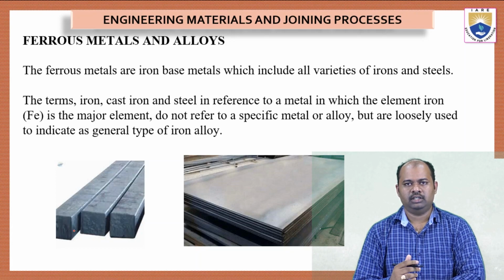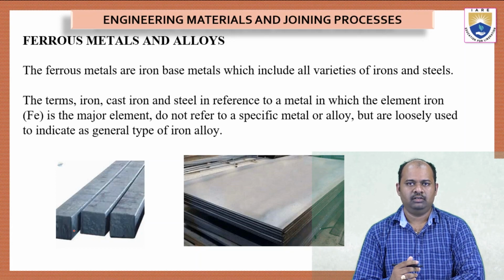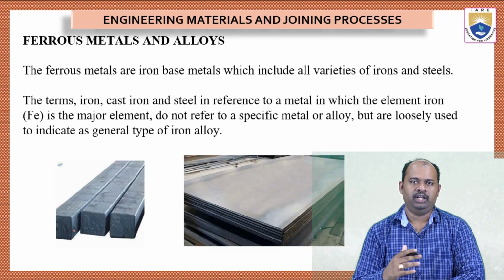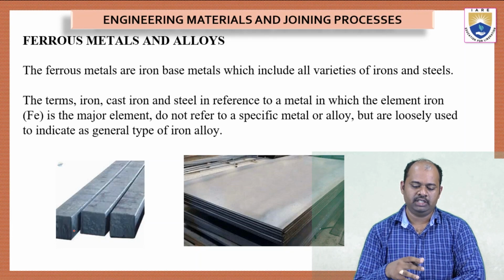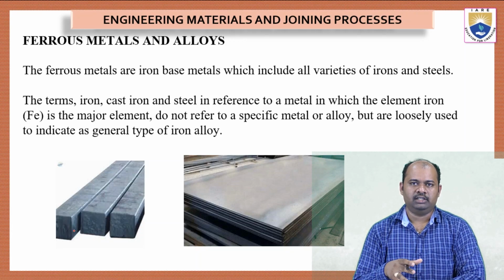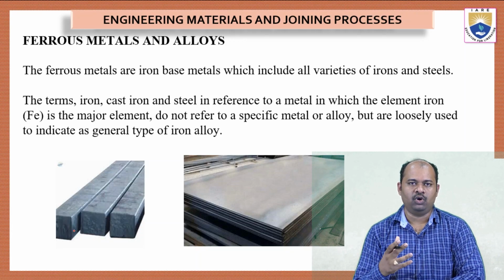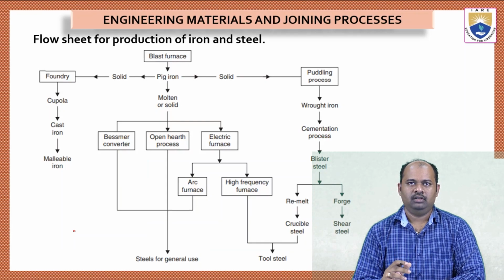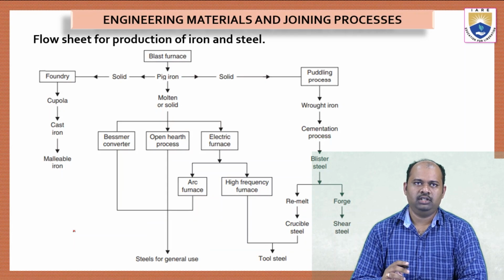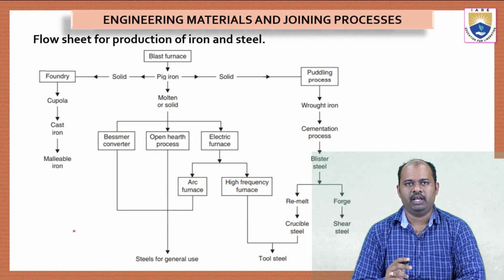These sheets are made up of mild steel and can be used for laying, for different applications. These are made up of iron, so the key component or major component of the metal present in them is iron. So they can be called ferrous metals. Now let us see the flow sheet for the production of iron and steel.